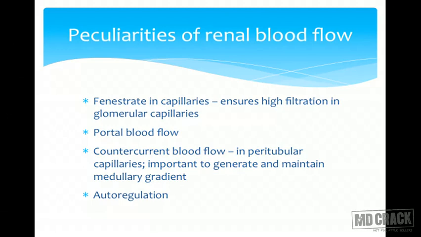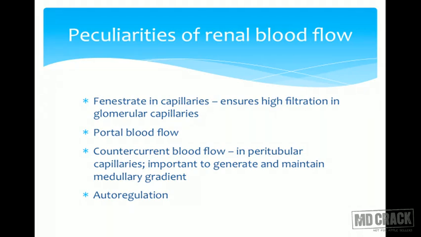Next, filtration. Generally, the glomerular filtrate is similar to the plasma except for plasma protein. And what maintains this high filtration? Fenestrae in the glomerular capillaries. Fenestrae means large openings, so that will maintain this large filtration. As I already explained, there are two sets of capillaries. That means the renal blood circulation is a portal blood flow.